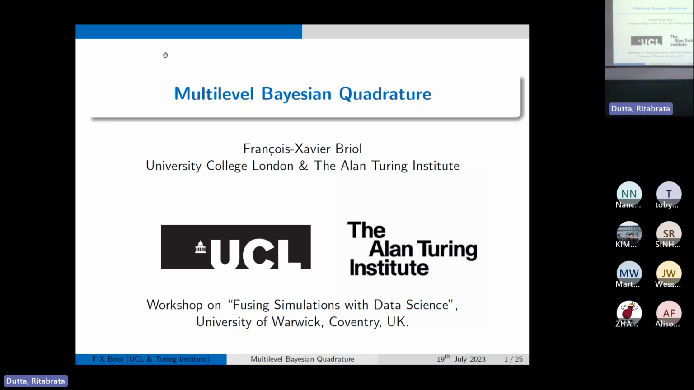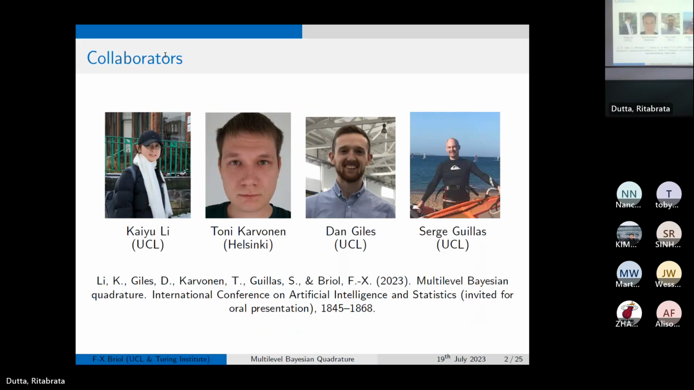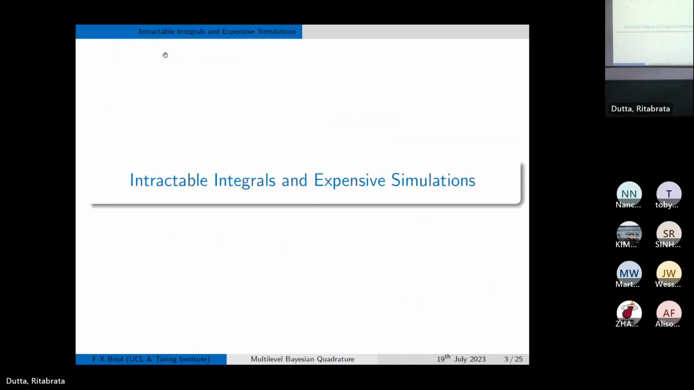There are also going to be quite a few connections with a few of the other talks, so I'll put some pointers to how the work connects. The talk is all based on this paper, which appeared this year at AI Stats. It's in collaboration with colleagues at UCL, including Serge and Dan, who are resident tsunami experts, and Toni Karvonen from Helsinki University. The work was led by Kaiju Lee, who was a PhD student with Serge and I.